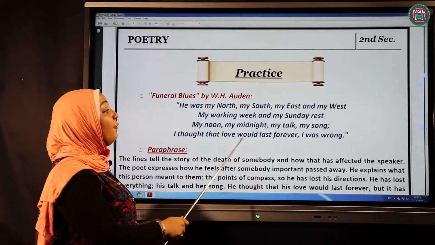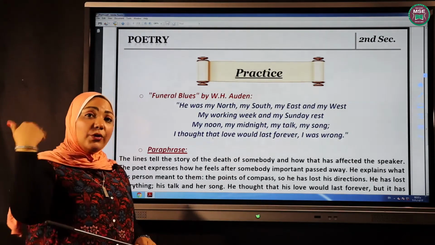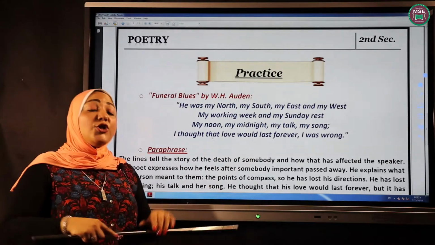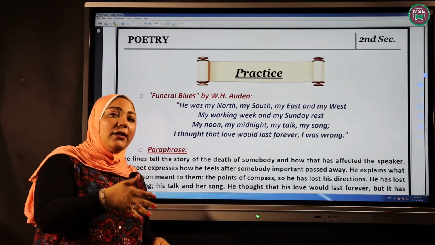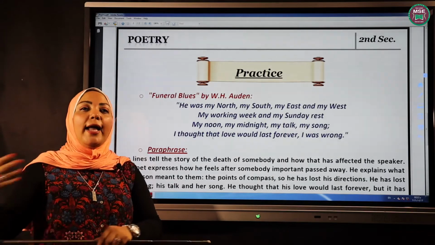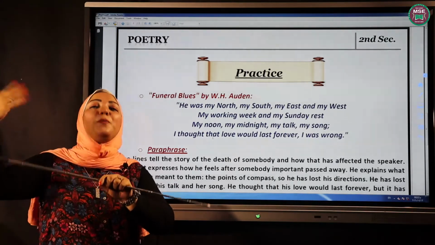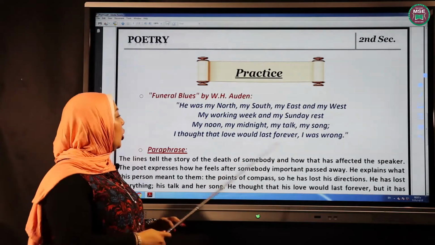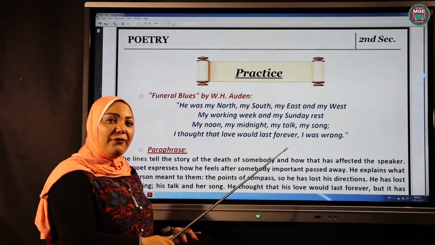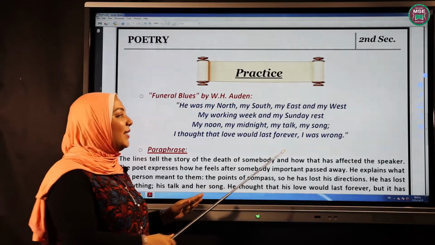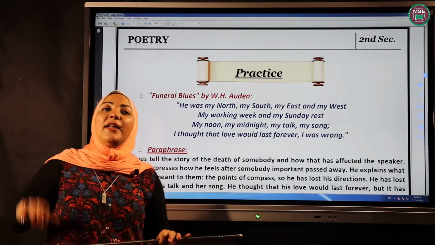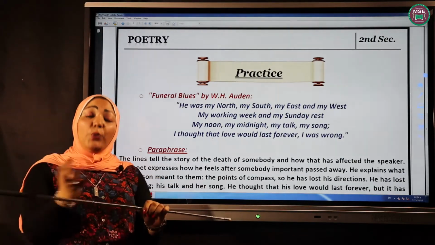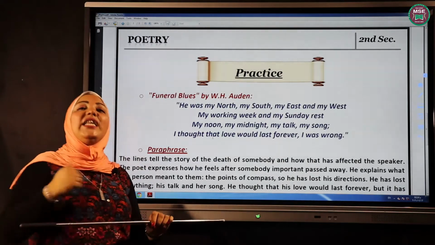I thought that love would last forever. I thought, as you see, and if you noticed in the previous lines, that the tense is past. So we are talking about a person that passed away or died. And that's why we are talking about these past memories and the sadness that goes with the last line. I thought that love would last forever, but actually he lost this person and he was wrong about the idea that this person will last forever for him. This is what we understood through reading the lines.